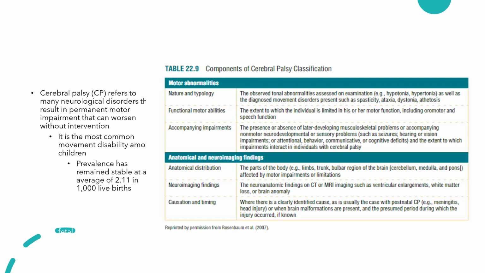Anatomical and neuroimaging findings can provide insights into the underlying structural and functional changes in the brain associated with CP. It's important to note that the specific anatomical and neurological findings can vary widely among individuals with CP depending on the type, severity, and cause of the condition. These findings provide valuable information for understanding the underlying brain changes associated with CP and can help guide diagnosis, treatment planning, and interventions for individuals with CP.